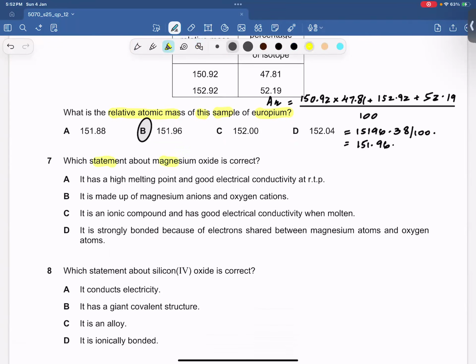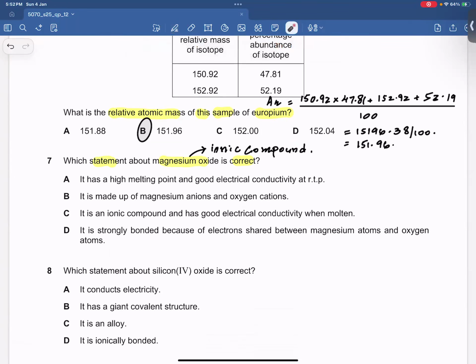Which statement about magnesium oxide is correct? By the way, magnesium oxide is an ionic compound, because magnesium is a metal and oxygen is a non-metal. So when a metal and a non-metal combine together, an ionic compound is formed. An ionic compound has a high melting point. That's correct. And good electrical conductivity at RTP. At RTP, it is solid, and when it is solid, it cannot conduct electricity, which is why it is a poor electrical conductor in the solid state, which is why option A is incorrect.